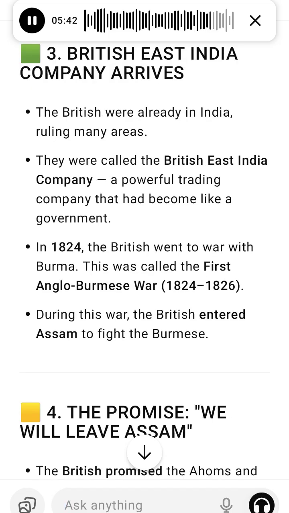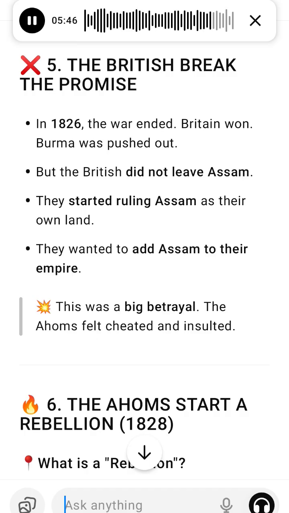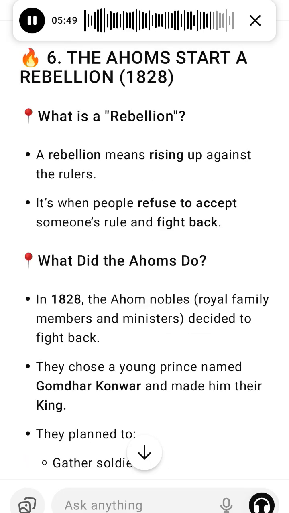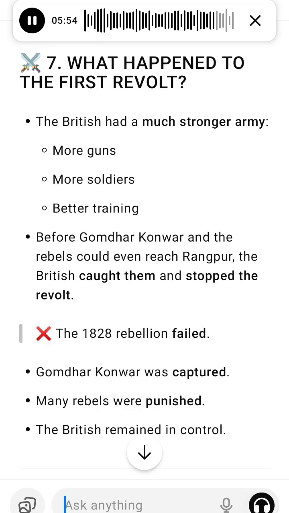Who were the Ahoms? The Ahoms were a powerful royal dynasty in Assam, located in the northeast of India. They ruled Assam for around 600 years, from the 13th century until the early 19th century. The Ahom kingdom had its own king, nobles, paiks or officials, a strong army, and independence from outsiders. The Ahoms were proud rulers and had a long, glorious history.